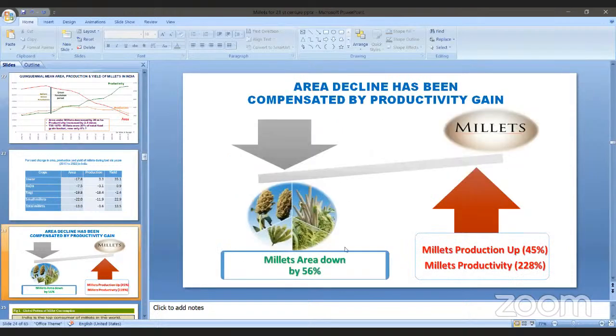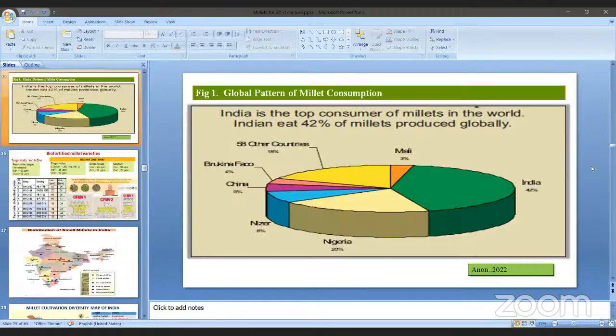Millets are grown on more than 56% of the area, but productivity is very low. There is also a research and extension gap, which is another important issue in millet production. As for consumption, India is the major consumer, compared to Nigeria, China and other countries.